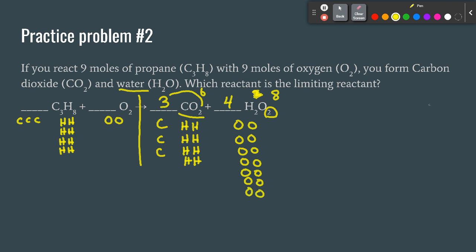So to finish it all off, a 7 will fit in this spot, and a 1 here. And now I should have a balanced chemical reaction: 1, 7, 3, 4.